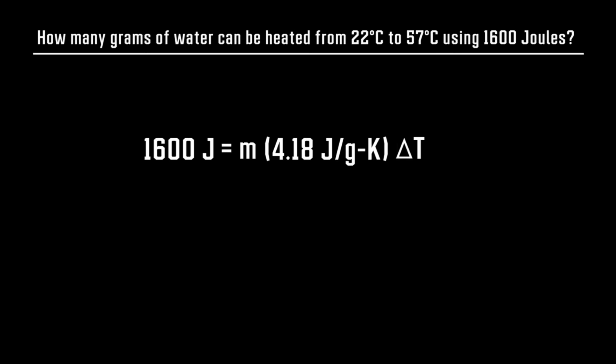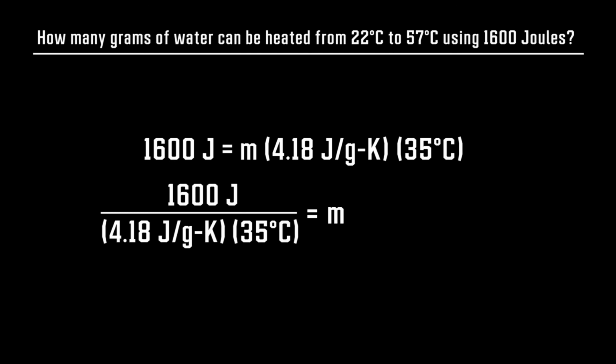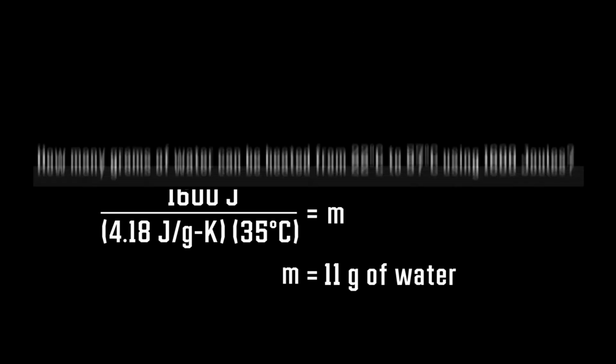And since we're given the final and initial temperatures, we can turn delta T into Tf minus Ti. The final temperature is 57 degrees Celsius and the initial temperature is 22 degrees Celsius. We can calculate the change in temperature to be 57 minus 22, which is 35 degrees Celsius. Then we can solve for m. You should end up getting about 11 grams of water as your answer, correct to 2 sig figs.